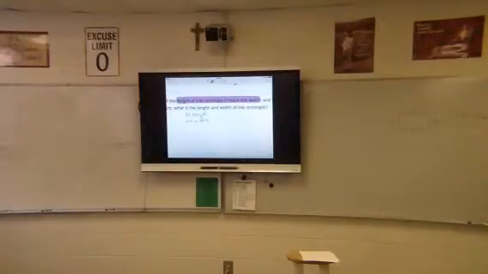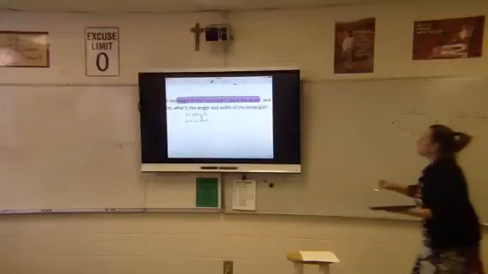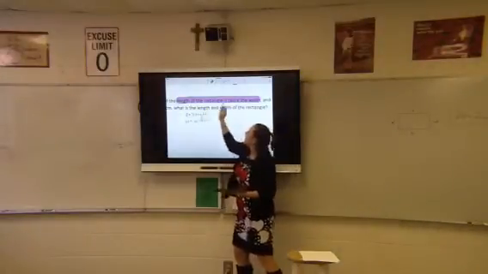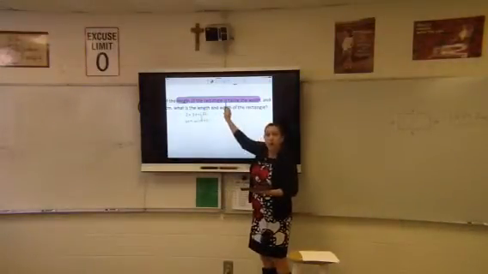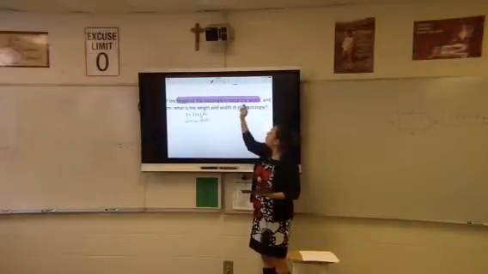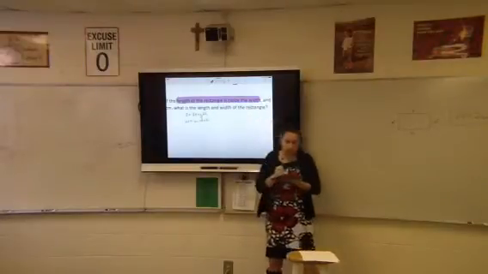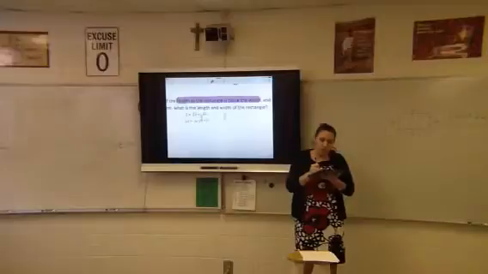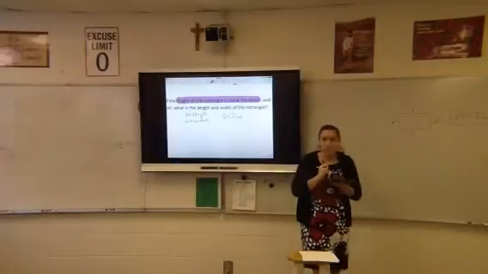First highlighted part here. Length of the rectangle is twice the width. L plus 2W? Not quite. L equals 2W. So if I look here, length is equal, right? So L equals 2W, all right? So L equals 2W.